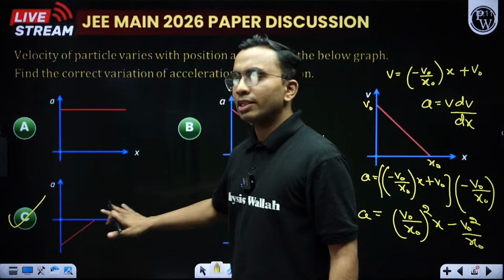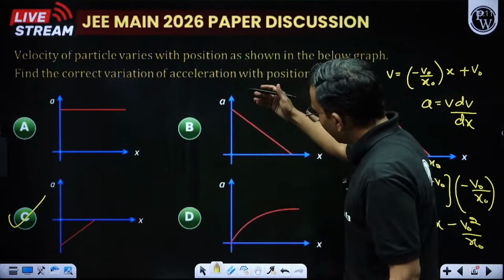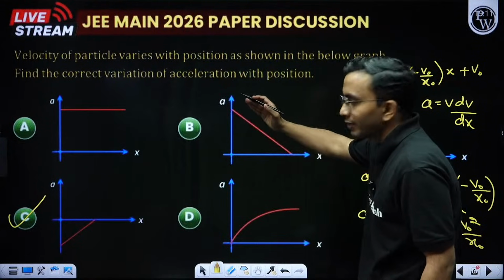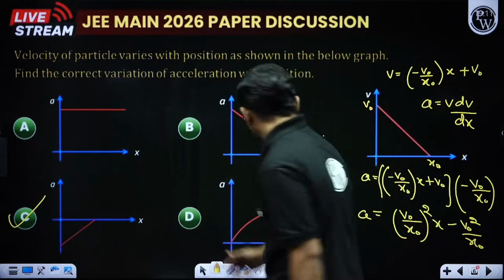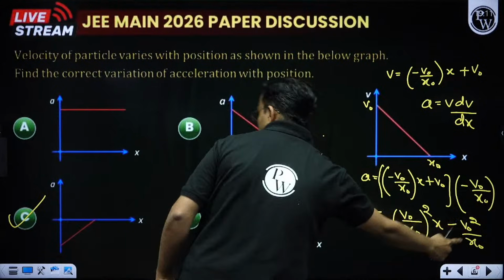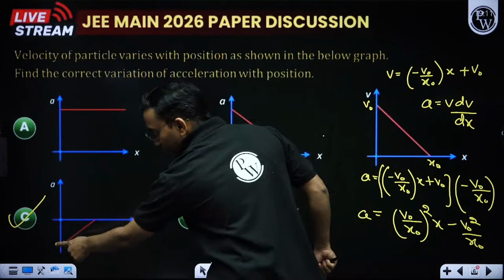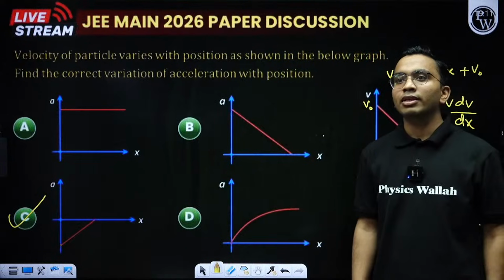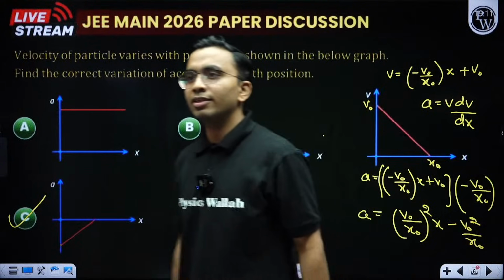Please mention B. No, it's not B. In B, the slope is negative and the intercept is positive. No, this is not correct. Here my slope is positive, intercept is negative. Slope is positive, intercept is negative. C is coming. Shailesh, it will be C.